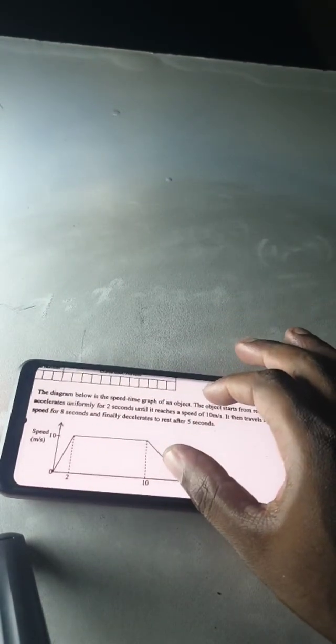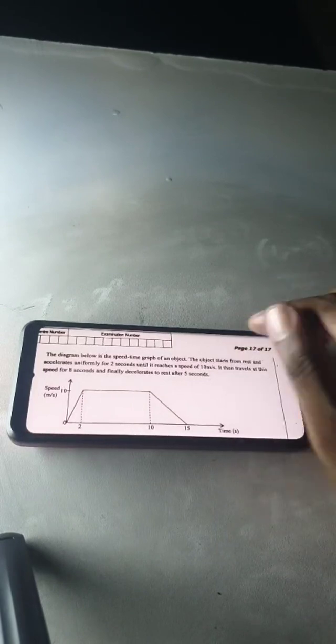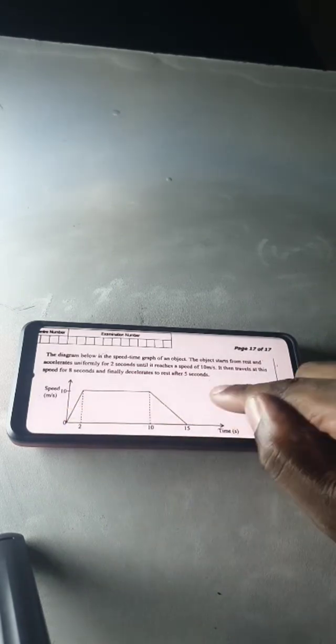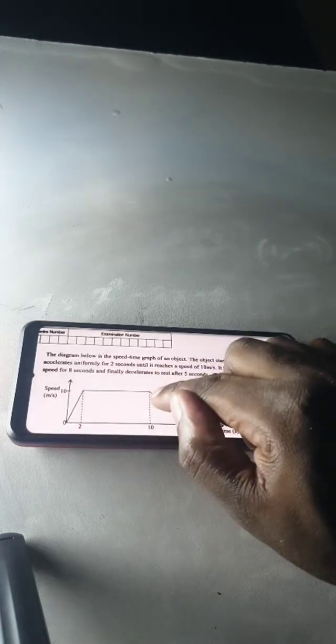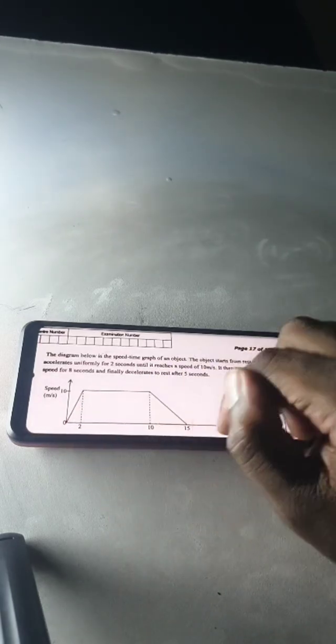Question number 23, the last question. Let's read the question. It's saying that the diagram below is the speed time graph of an object. The object starts from rest and accelerates uniformly for 2 seconds until it reached a speed of 10 meters per second. It then travels at this speed for 8 seconds. From 2 to 10 is 8.